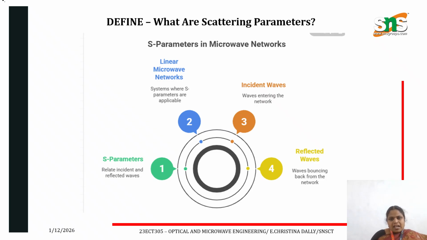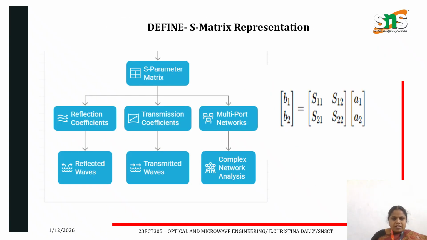So what are scattering parameters? How are they reflected in microwave networks? We have four categories: S parameters, linear microwave networks, incident waves, and reflected waves. S parameters relate the incident and the reflected waves. In linear microwave networks, we are going to see where the S parameters are used and where they are applicable. Incident waves are the waves entering into the network. The reflected waves are those bouncing back from the network.